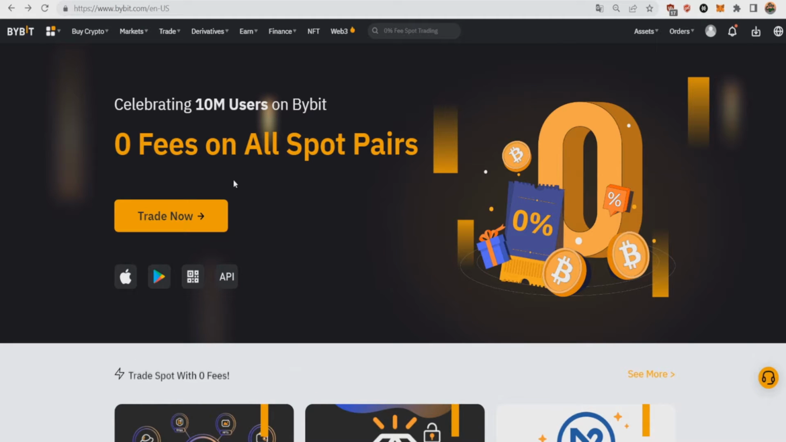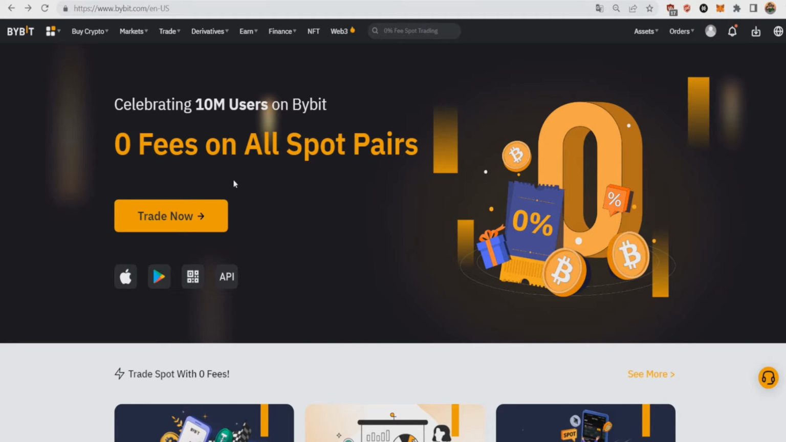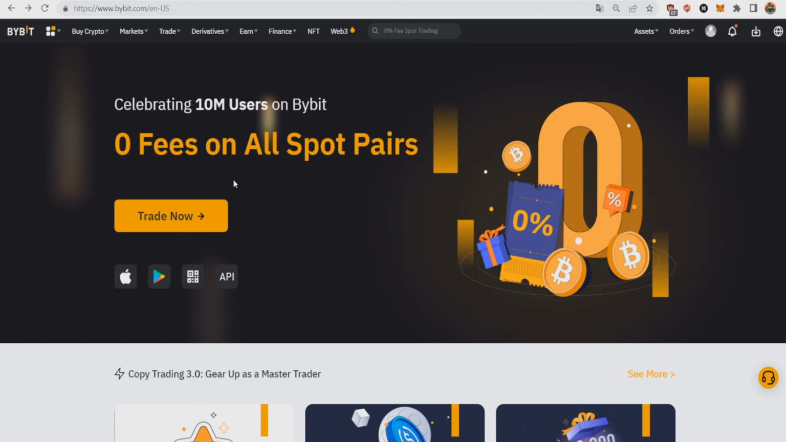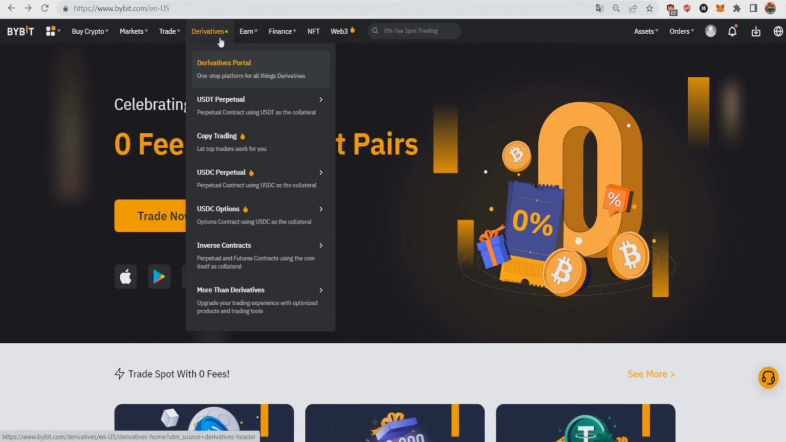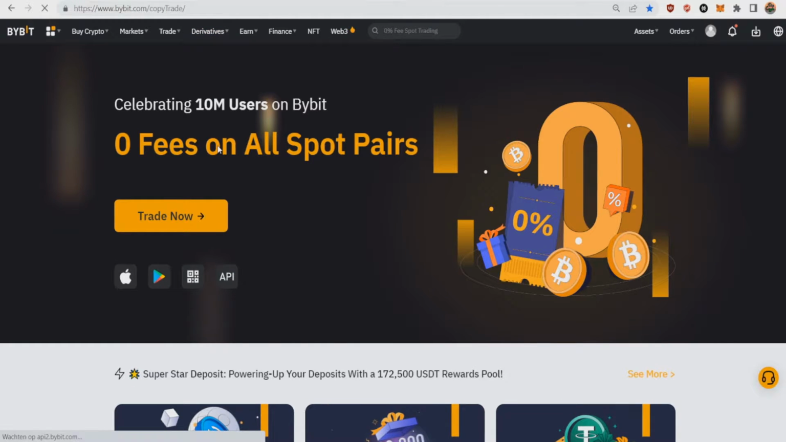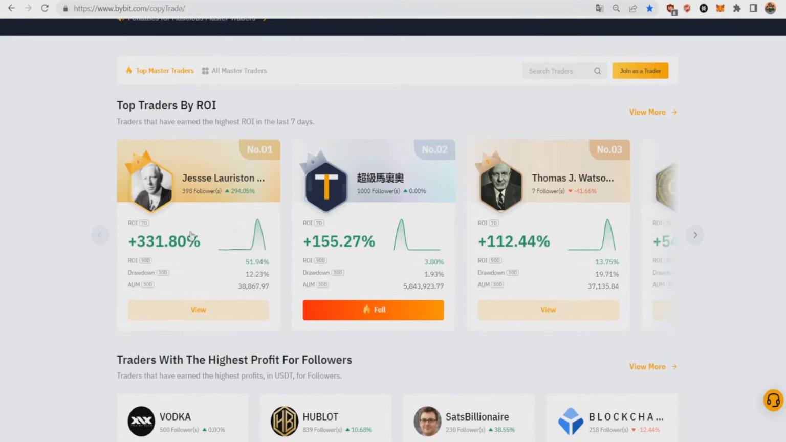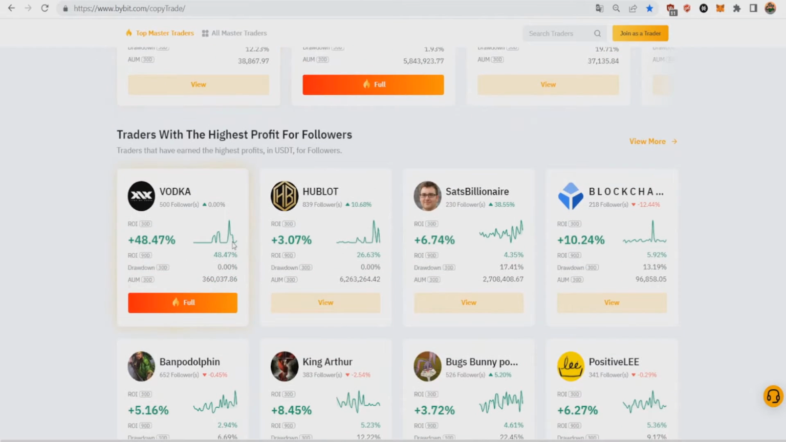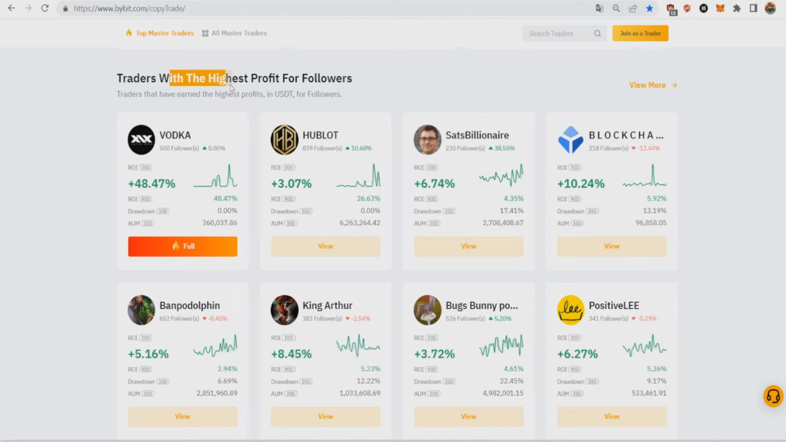But other than that, let's start this video off with how to copy trade and how to select the best master trader to make the best profit. So all you gotta do, guys, is go up to derivatives on the front page and click on copy trade. Then once it loads, you don't want to pick any of these, because why? They do risky trades and just a few, and they try to bait you. So what you want to do is go to traders with the highest profit for followers, because you know they will make profit for their followers.